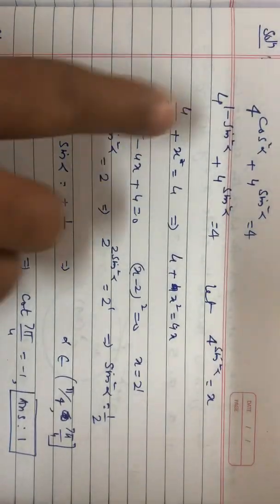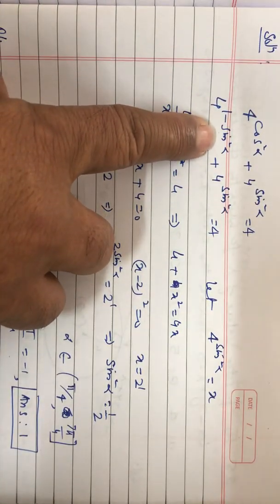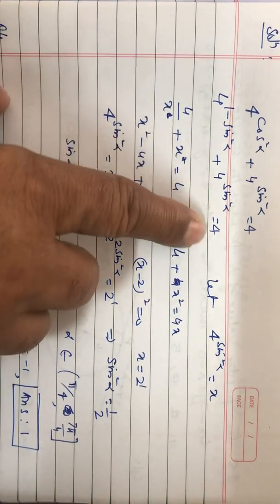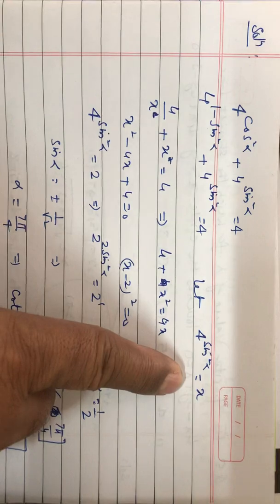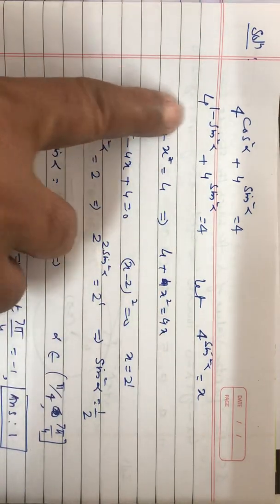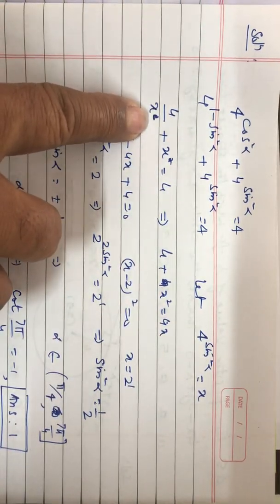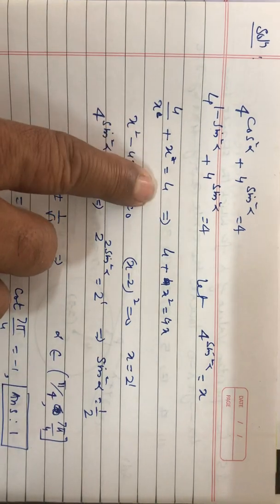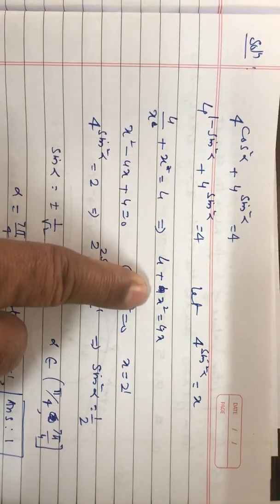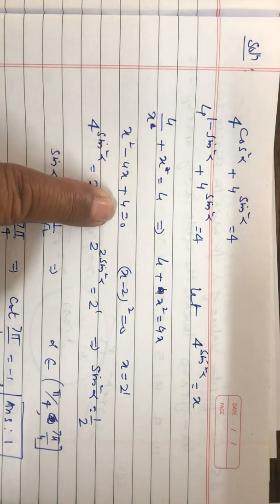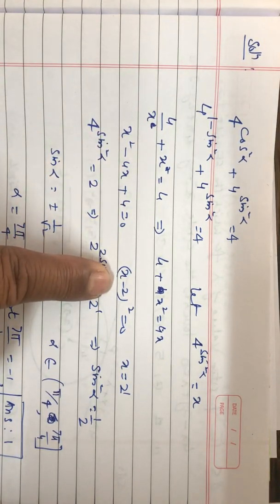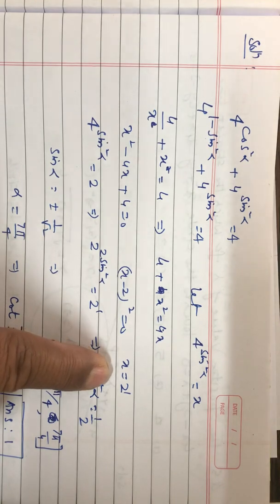So when I do that, I get 4^(1 - sin²α) + 4^(sin²α) = 4, right? And let 4^(sin²α) be x. As a result, this equation reduces to 4/x + x = 4. I cross multiply and get the quadratic equation x² - 4x + 4, which is basically (x - 2)². So I get the value of x as 2.